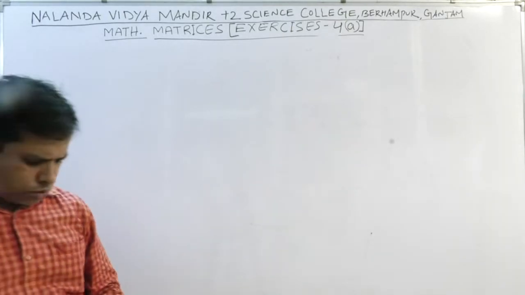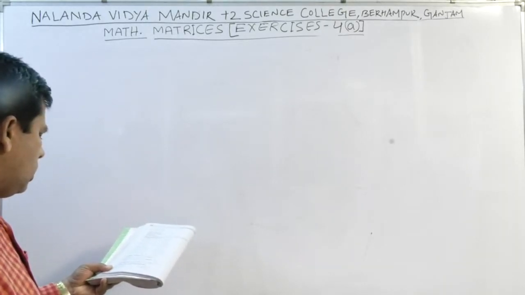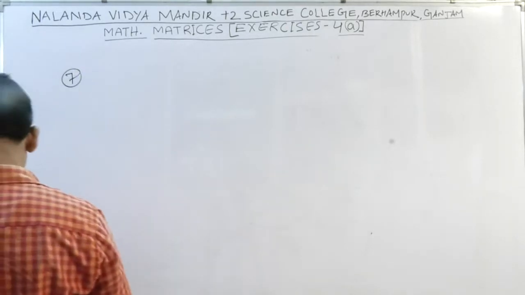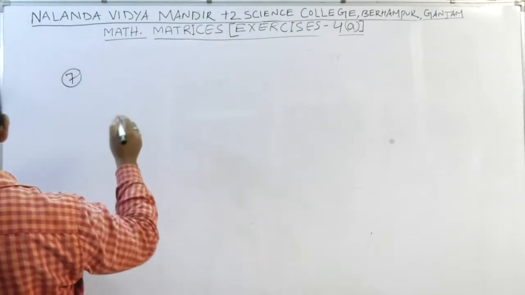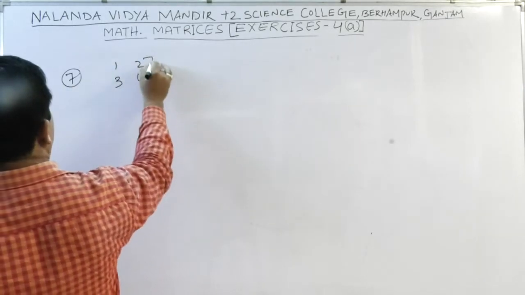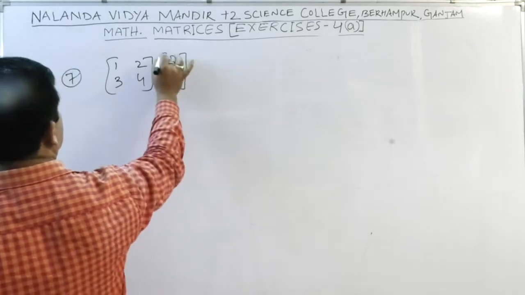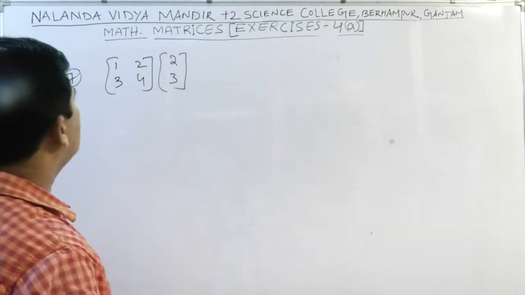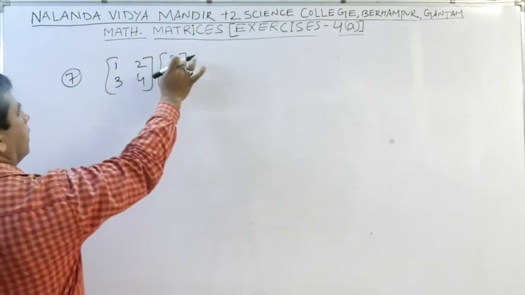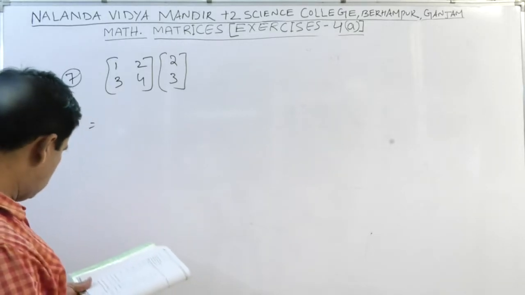Now, question 7. Calculate whenever possible the following product. Question 7 says, find the product if possible. 1, 2, 3, 4. This is a matrix. If we multiply this by this matrix, then we find the product of these two matrices. Here, there are two columns and there are two rows. Therefore, we can find the product of these two matrices.